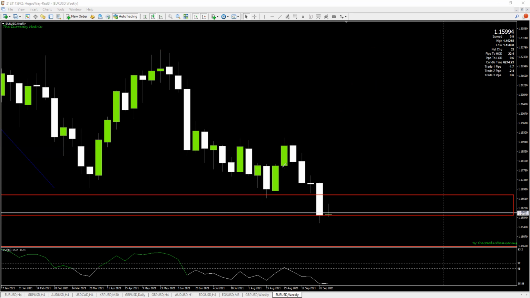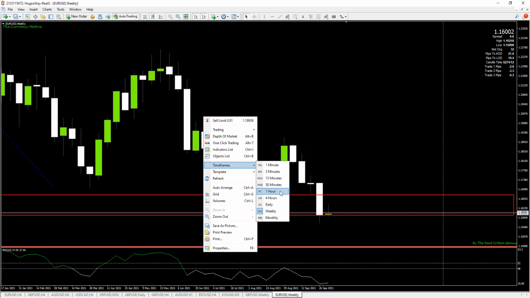Did that make a little more sense? I'm actually going to go into a lower time frame, because since we're in a downtrend here, we're going to see it quite a bit. Let's go in here to the hour.